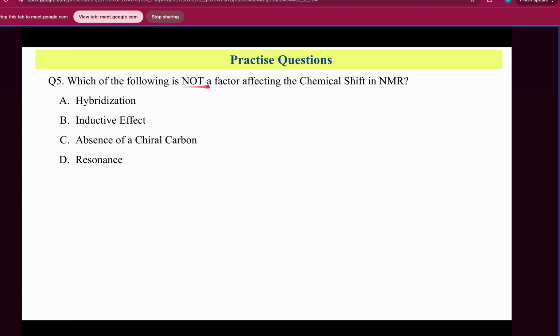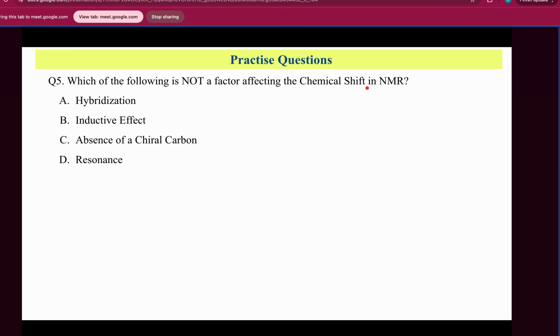Next question is, which of the following is not a factor affecting the chemical shift in NMR? So option A is hybridization, option B is inductive effect, option C is absence of a chiral carbon, and option D is resonance. So you have to tell which of the factors.